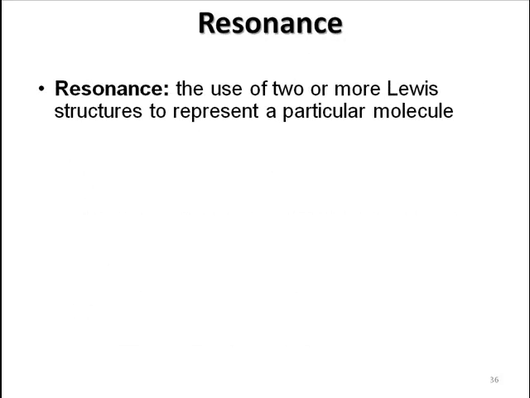So resonance is the use of 2 or more Lewis structures to represent a particular molecule. So here is one molecule called ozone that has resonance structures. You'll notice this one and this one look almost the same. But here you got a double bond drawn here, here you got a double bond drawn here. Both of them follow the octet rule, and they do have a formal charge of positive on the middle O and negative on an outside O.